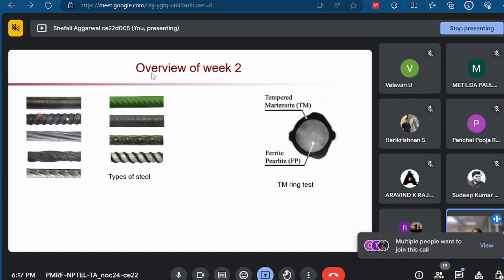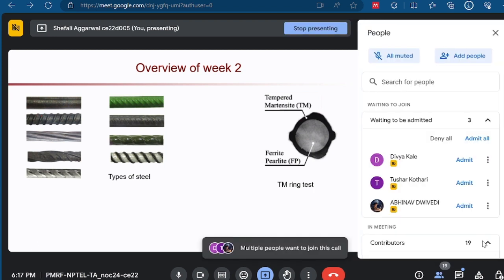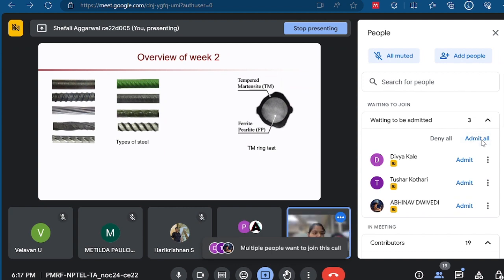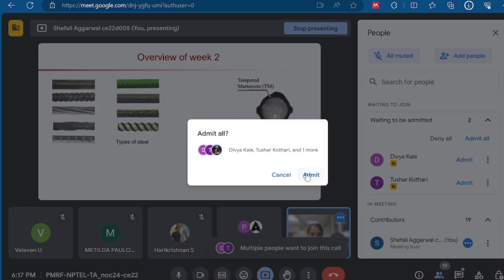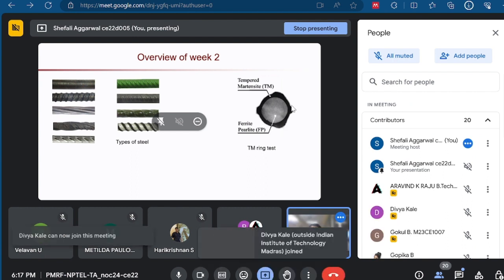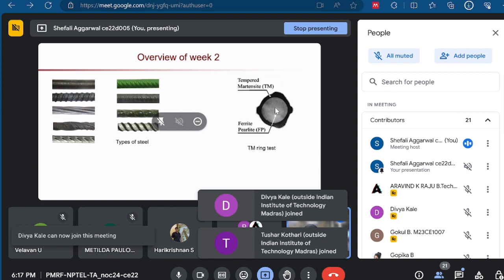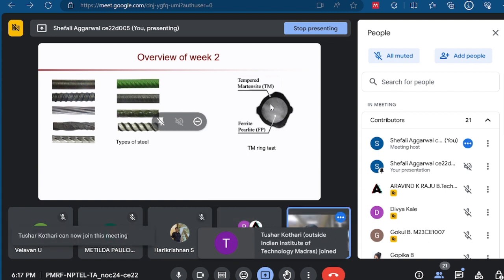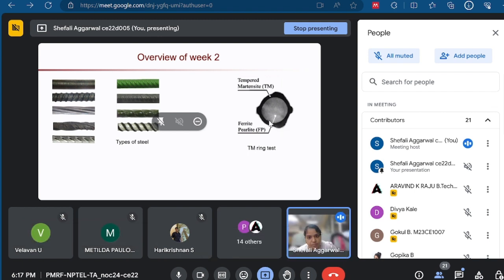So in tempered martensite rebars, we have a cover of tempered martensite and we have the inside core of ferrite pearlite. Mostly this inner core is for the strength of the rebar, and this outer layer prevents the rebar from getting attacked by outer chemicals and all. So you might have studied how this test is done.